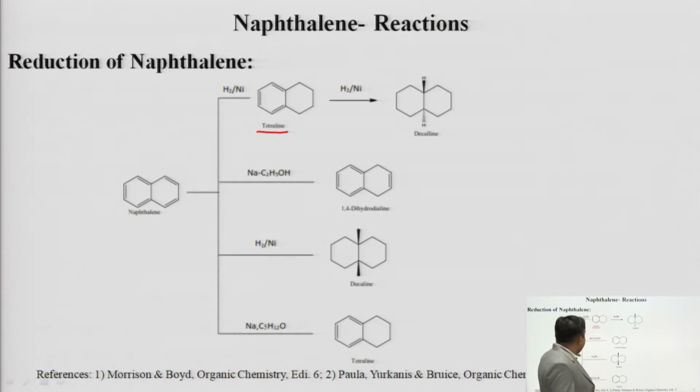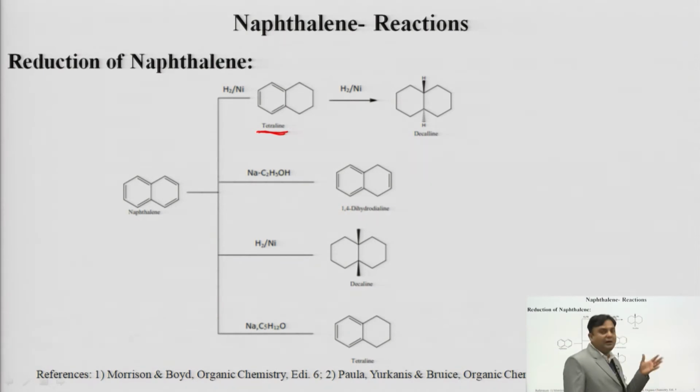One of the benzene rings gets reduced, meaning both double bonds are broken and hydrogen is added to those carbons. So, 4 hydrogens are added to one ring of the naphthalene and we get tetralin as the reduced product. This tetralin again gets reduced.